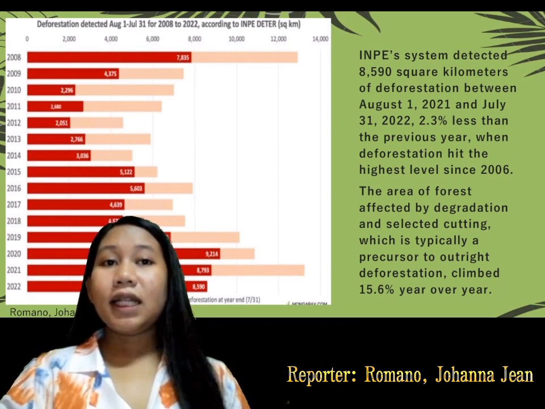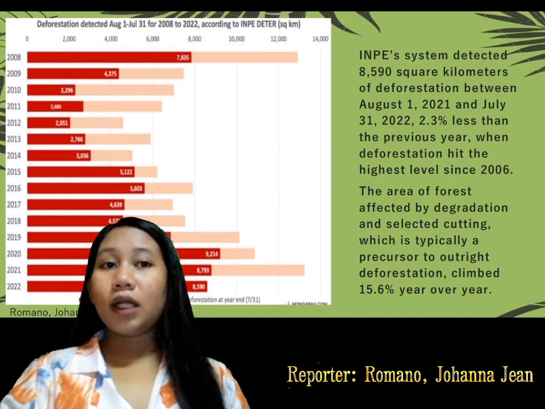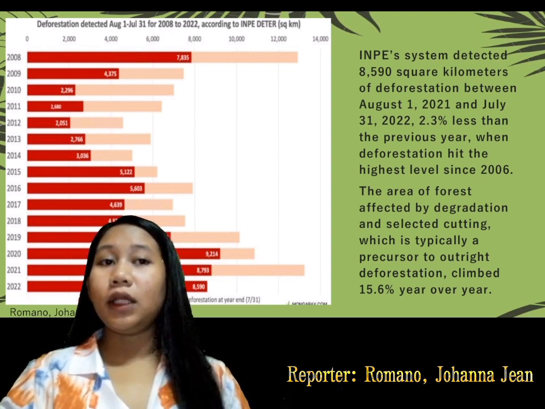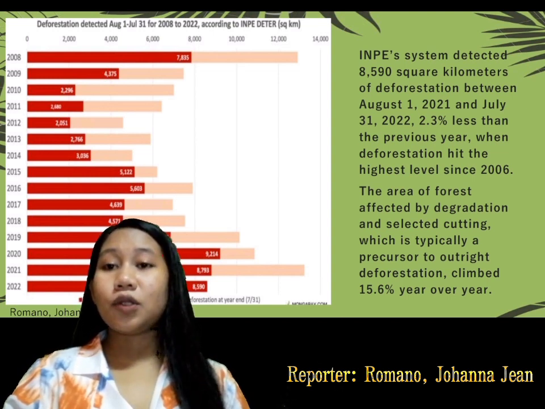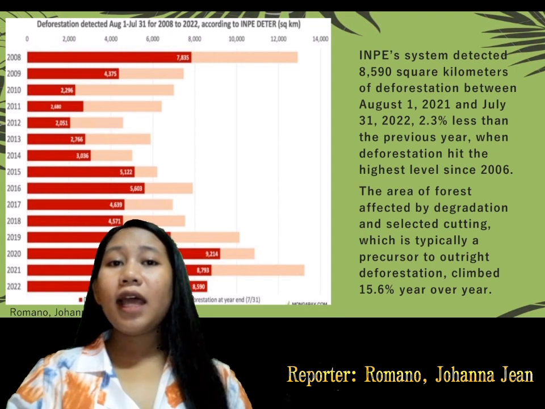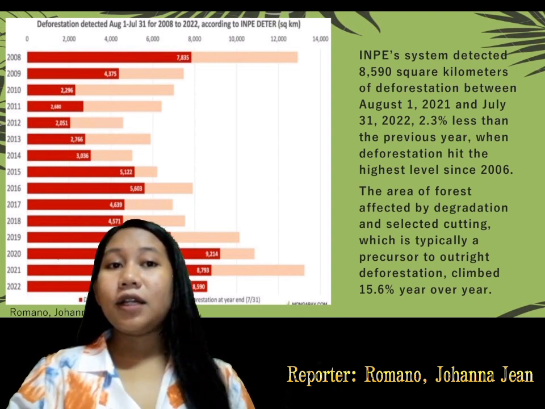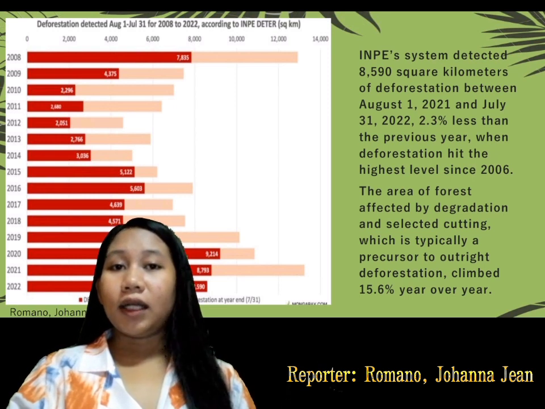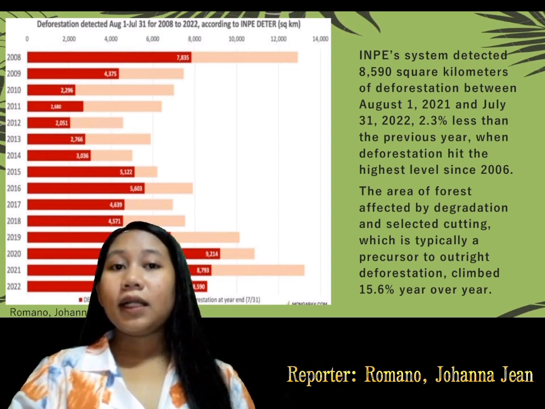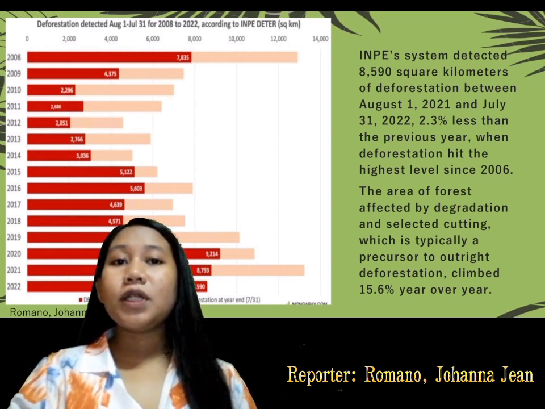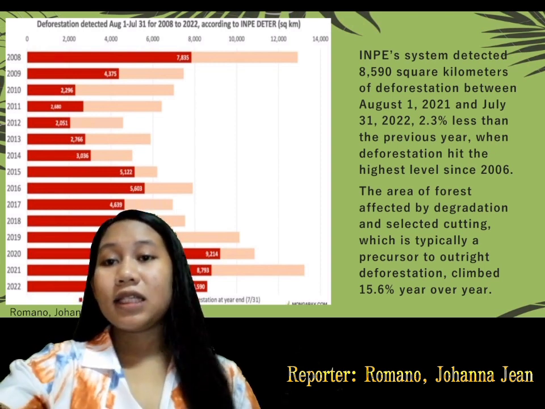INPE's system detected 8,590 square kilometers of deforestation between August 1, 2021 and July 31, 2022. That is 2.3% less than the previous year, when deforestation hit the highest level since 2006. The area of forest affected by degradation and selective cutting, which is typically a precursor to outright deforestation, climbed 15.6% year over year. And that is all my part.